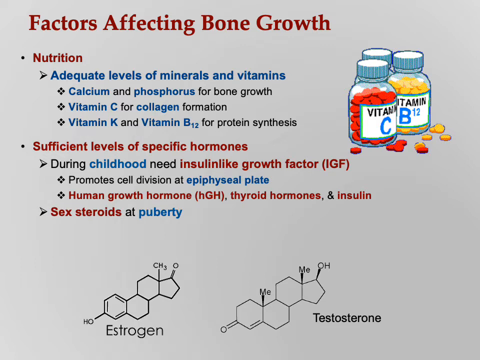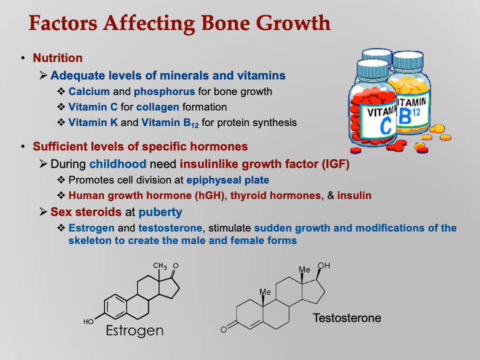At puberty, you go through the growth spurt, those sex steroids come into play. So estrogen and testosterone stimulate the sudden growth and modifications of the skeleton to create the male and female forms. Those are both steroid hormones, and notice how similar they are. As we'll talk about in Bio 202, all of your steroid hormones are made ultimately from cholesterol, and they all look almost identical. Estrogen, aldosterone, cortisol, testosterone, vitamin D. Cholesterol has this very unique 4-ring structure. And so that's what you see in all of the steroid hormones, this very distinctive 4-ring structure.